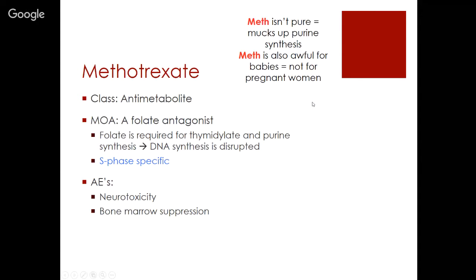The next one, methotrexate. This is another antimetabolite, but this one's a folate antagonist. Since folate is required for purine synthesis, DNA synthesis is also disrupted, and once again, S-phase specific. Something to remember: meth isn't pure, I read somewhere, so it mucks up purine synthesis, and meth is also awful for babies, so it's not for pregnant women. Those are some of the adverse effects: not for pregnant women, and it can also have neurotoxicity and bone marrow suppression. I'll talk more about bone marrow suppression and why it does that in a second.